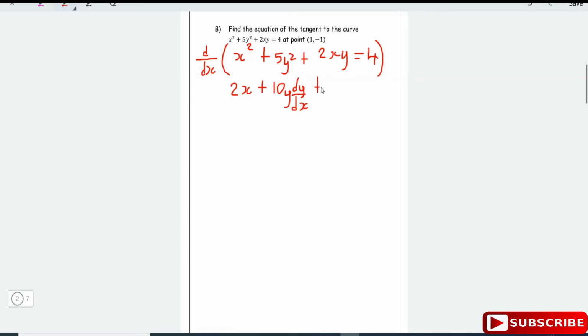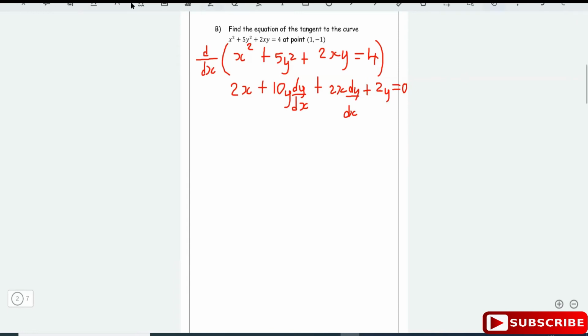Plus, now, when you're differentiating 2xy, you have to use the product rule. Using the product rule, we keep the first times the differential of the second, which is dy by dx, plus keep the second times the differential of the first. So when you differentiate 2x, you get 2, that is 2y. This is equal to 0. That's what we get.